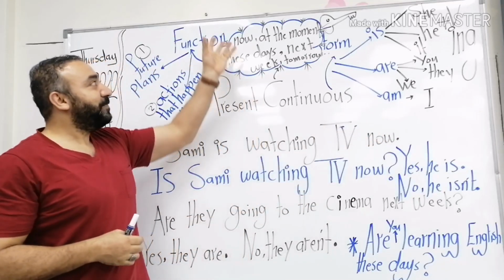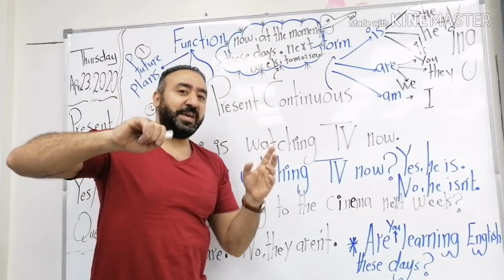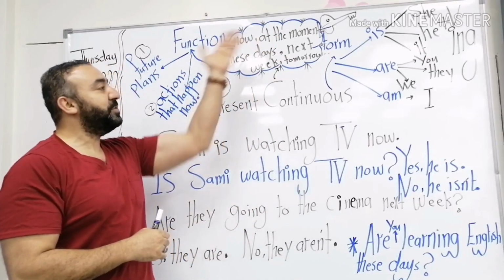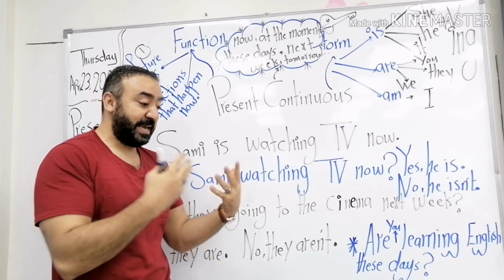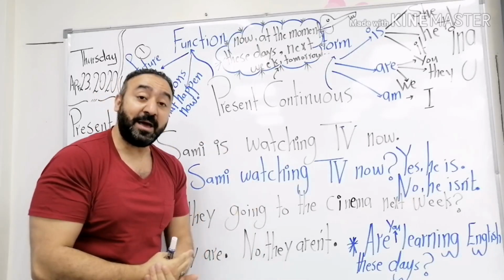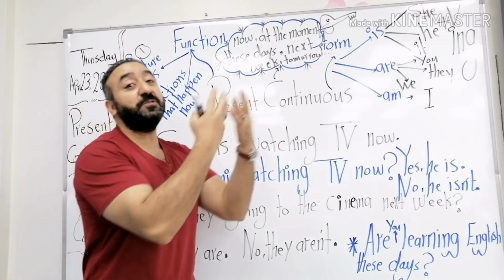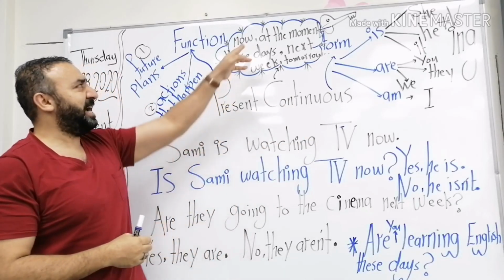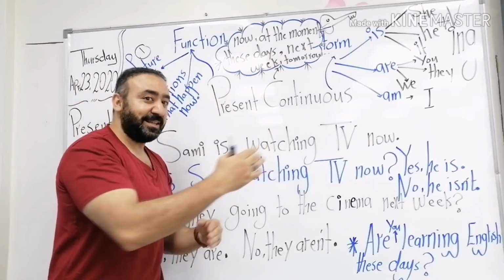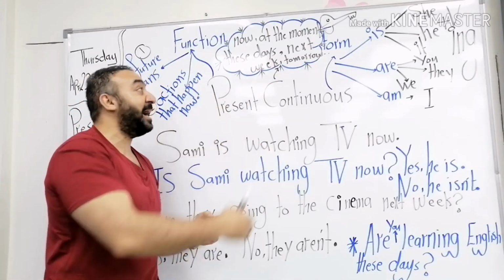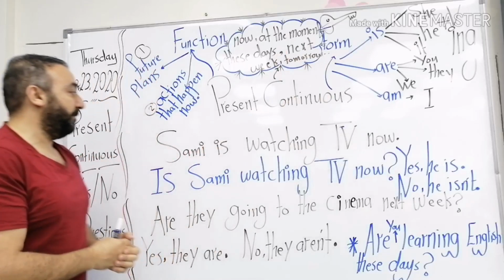And by the way, these are the words, the keys, the adverbs that can be used when we talk about the present continuous, whether to talk about the actions that are happening right now or to express future plans, such as now, at the moment, these days, next, like next week, next month, next hour, tomorrow, and so on.